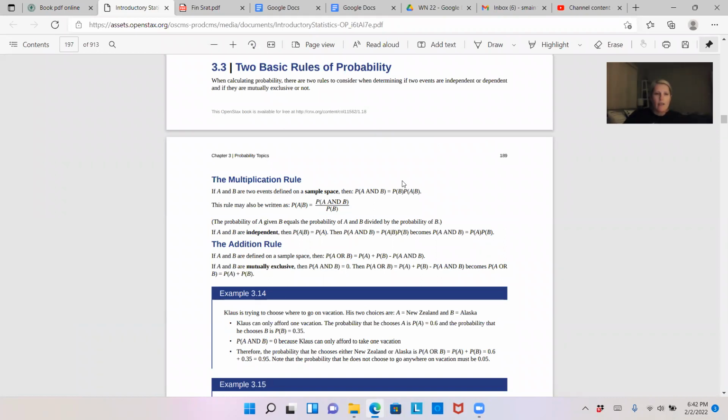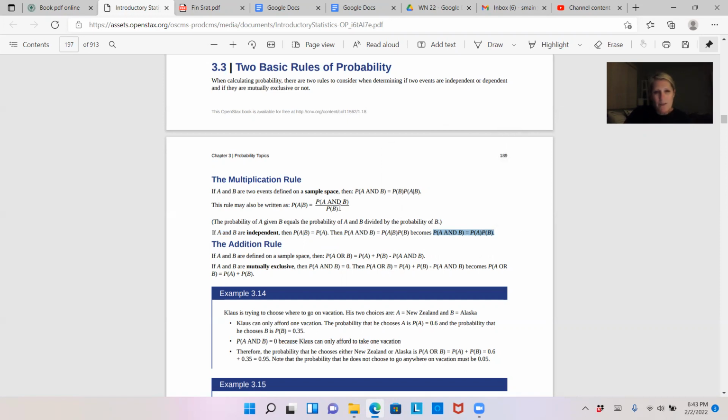And we talked in class about this part where it says if A and B are independent, then the probability of A given B is equal to the probability of A. What I really spoke of was that if they're independent, we can then use this rule: the probability of A and B is their individual probabilities multiplied together.